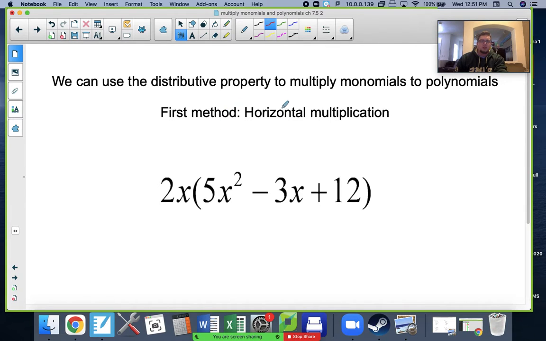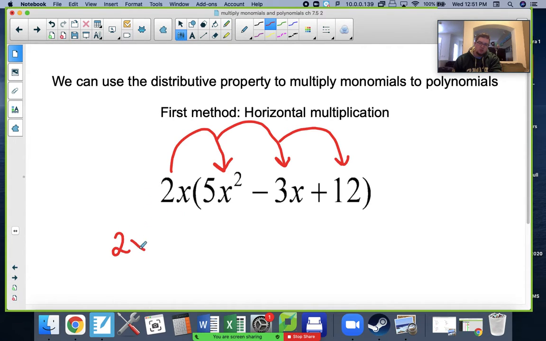So the first method is just horizontal multiplication, just like the distributive property. I take the 2x, I multiply the 5x squared, I multiply the negative 3x, and I multiply the 12. So really it says 2x times 5x squared. We then have the negative 3x times the 2x plus the 12 times the 2x. So each individual term is going to get multiplied by that 2x.